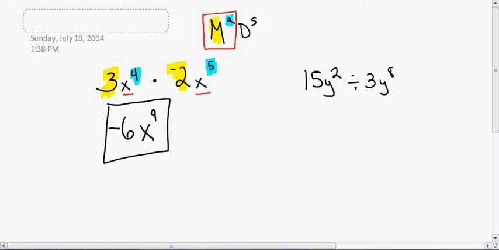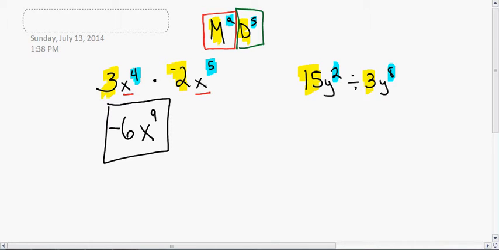Now let's look at the D part of the MADS rule, the D and the S. So like when I was multiplying monomials, when I'm dividing monomials, I'm going to divide the coefficients. So the big numbers, or the coefficients, I'm going to divide. And then I'm going to subtract the exponents. So we'll divide or subtract the 2 and the 8.